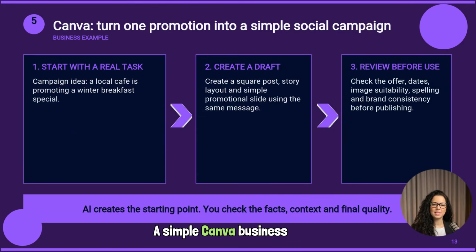A simple Canva business example is a cafe promotion. Start with the offer, the target customer, and the desired action. Ask for a draft design and then adapt it into several formats, such as a square post, a story, and a simple promotional slide. The speed is helpful, but the final design must be reviewed. Confirm the offer, the dates, the image, the spelling, and the call to action. Make sure the colors and visual style match the actual business rather than a generic template.